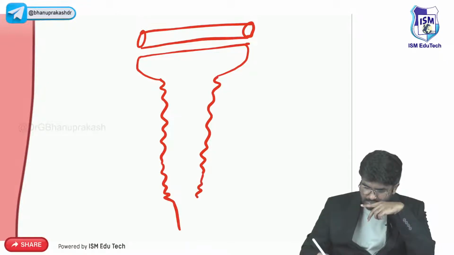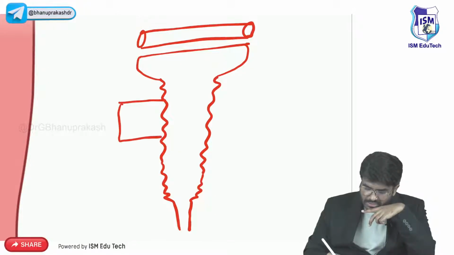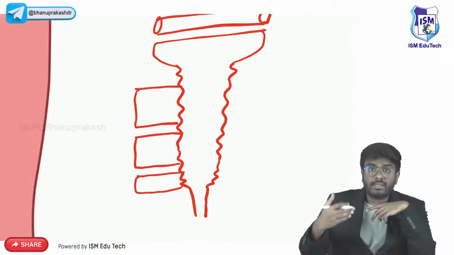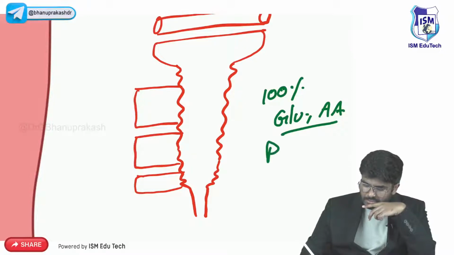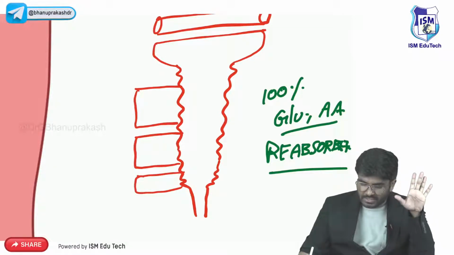Now, here is the loop of Henle. This is the proximal convoluted tubular epithelial cell. These are the proximal convoluted tubular epithelial cells. Now, in the proximal convoluted tubule, MCQ, 100% of the glucose is reabsorbed and 100% of the amino acids are reabsorbed in the PCT itself.